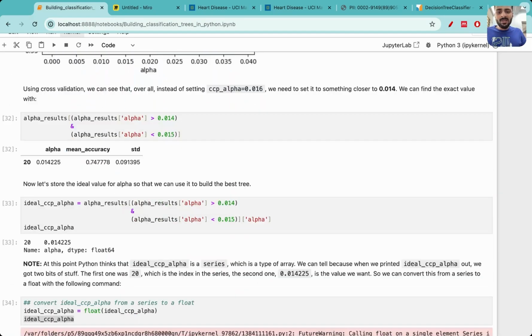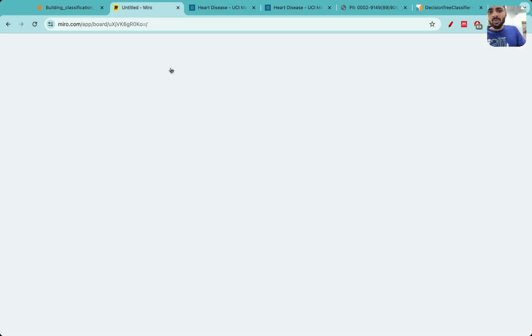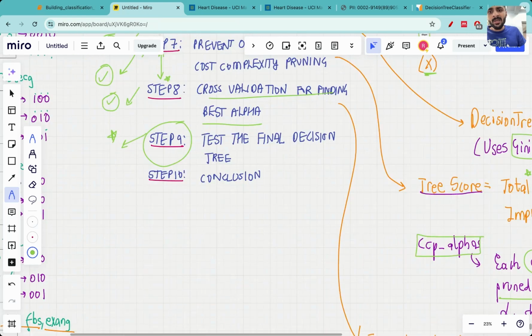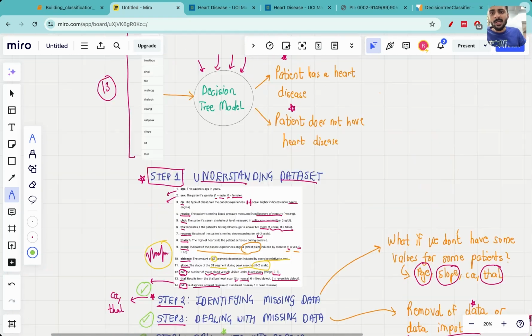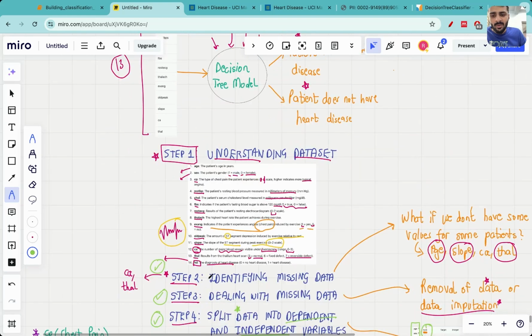But if you look at this tree right now, we can clearly say that the CA value seems to be at the root node of the tree, so it's very important. The CP value shows up at multiple places, so that is another very important metric. The old peak value is very important. So from this decision tree, I can actually very easily conclude that from all these 13 variables which were there at the start of our problem, let's look at these variables.